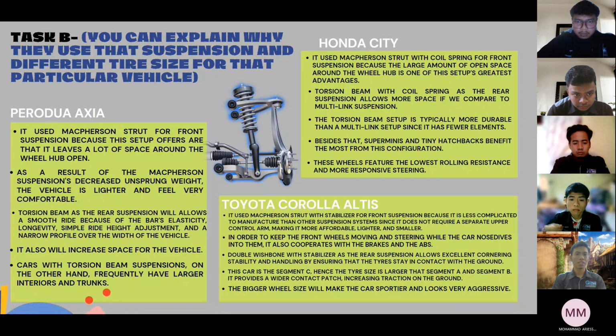Okay, what is the difference between the suspension of segment A, B, and C? For segment A, the advantage of using this front suspension is that it will leave a lot of space and lighter weight. And for Honda City, it also gives lighter weight, space, and is more durable than a multi-link setup. Okay, for segment C, Toyota Corolla Altis, it will give the wheel moving and steering while the car nosedives into them. So the bigger wheel size will make the car sportier and look very aggressive. So it corners very well.